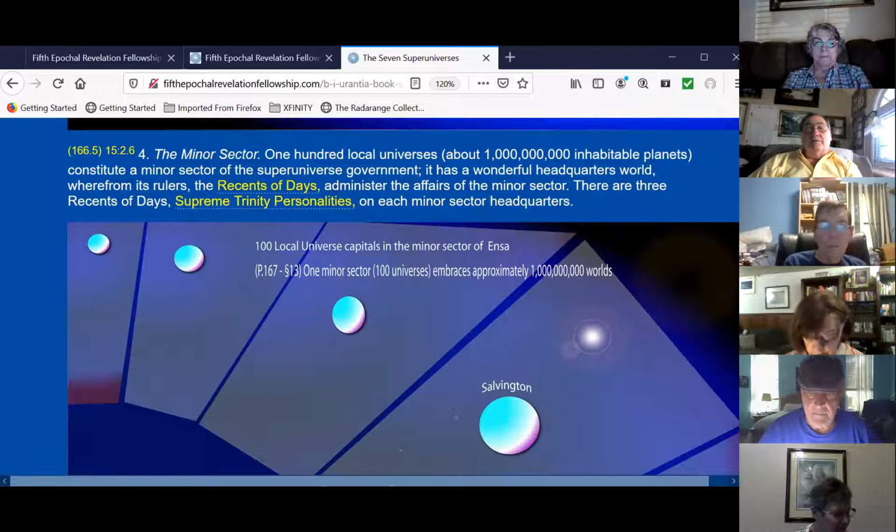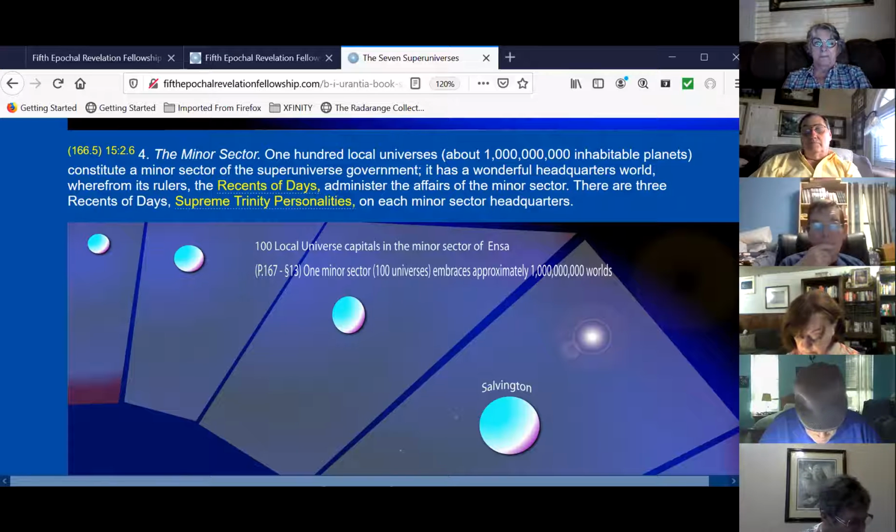Okay. The minor sector, 4. 100 local universes, about 1 billion inhabitable planets, constitutes a minor sector of the super universe government. It has a wonderful headquarters world, from where its rulers, the Recents of Days, administer the affairs of the minor sector. There are 3 Recents of Days, supreme Trinity personalities, on each minor sector headquarters.